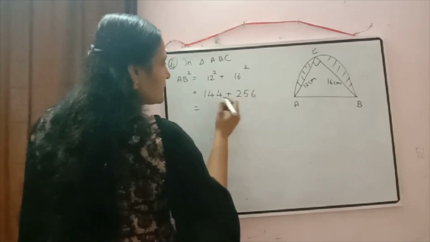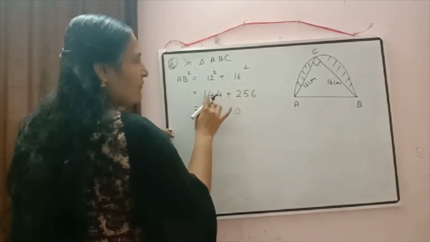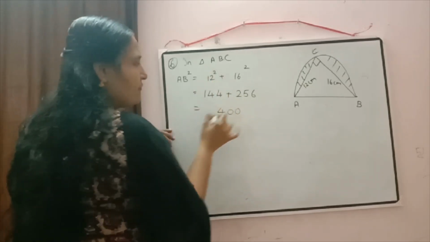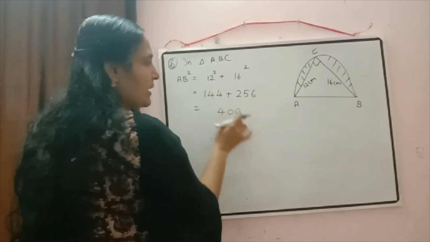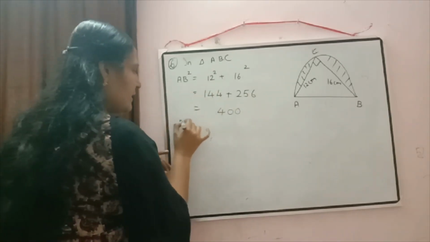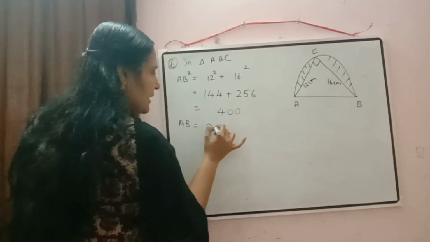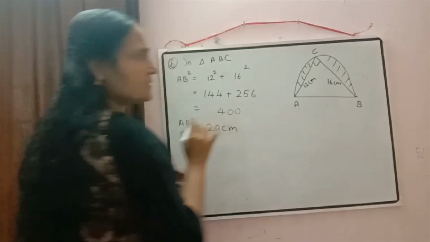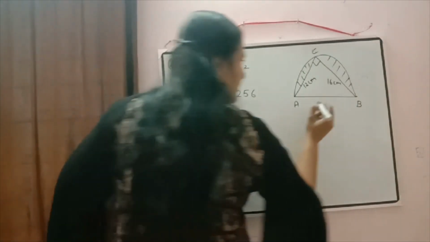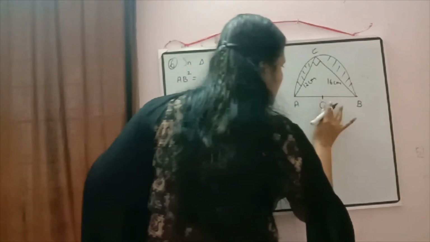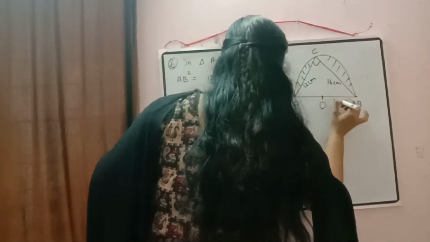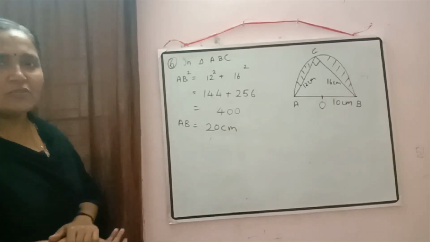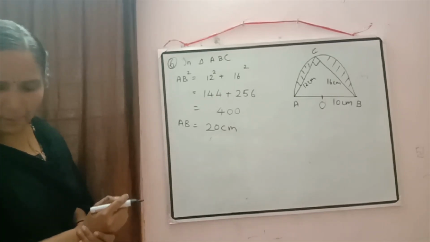Now just add: 6 plus 4, 10. Carry over 1. 5 plus 4, 9 plus 1, 10. Carry over 1. 2 plus 1, 3 plus 1, 4. So we are getting AB square is equal to 400. Then AB will be equal to 20 centimeters. So the diameter is 20 centimeters. If O is the center, then the radius will be equal to 10 centimeters. Now we know all the things required to calculate the area and perimeter.